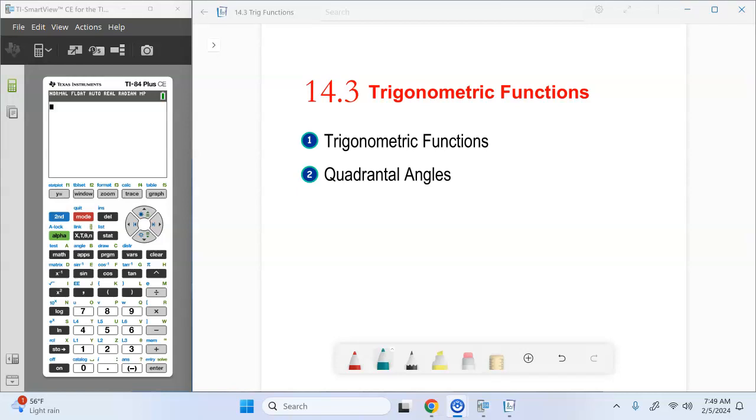So we're gonna wrap up chapter 14 with some trigonometric functions. Hopefully, it won't take too long to get through these. It's going to be a lot of repetition, and then we're going to build on these more when we start doing specific right triangle trigonometry for the majority of chapter 15.